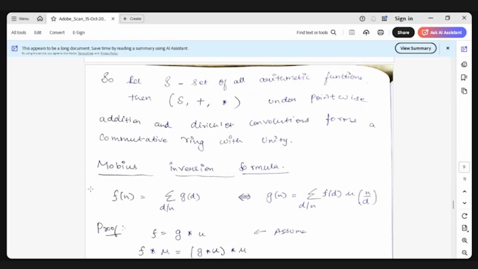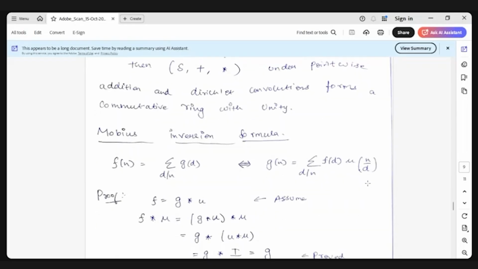How do we define that? f of n is equal to the summation of g of d, d divides n. This is if and only if g of n is equal to the summation over d dividing n of f of d times mu of n by d. So how do we prove this? This is a very simple and interesting relation. This is nothing but g star u, where u of n is equal to 1.